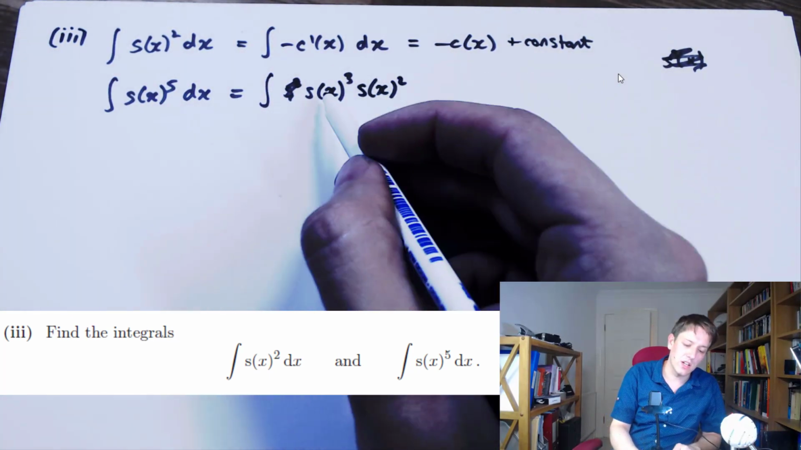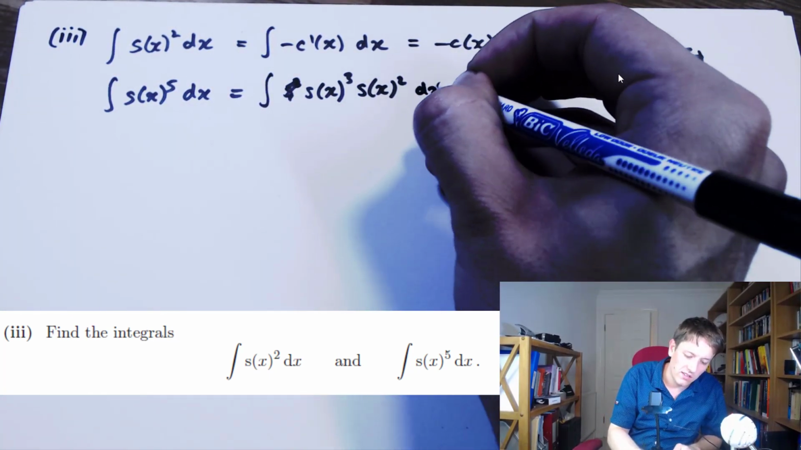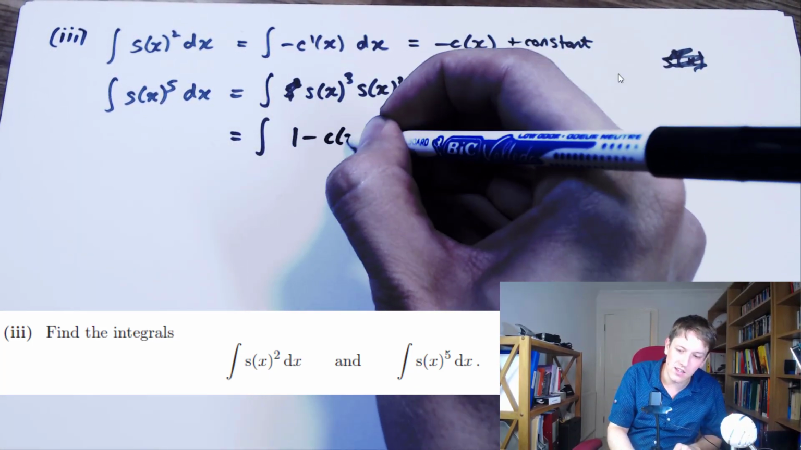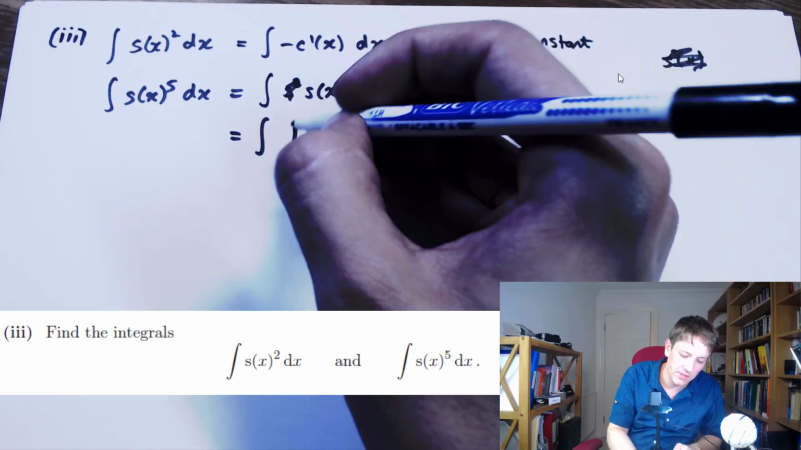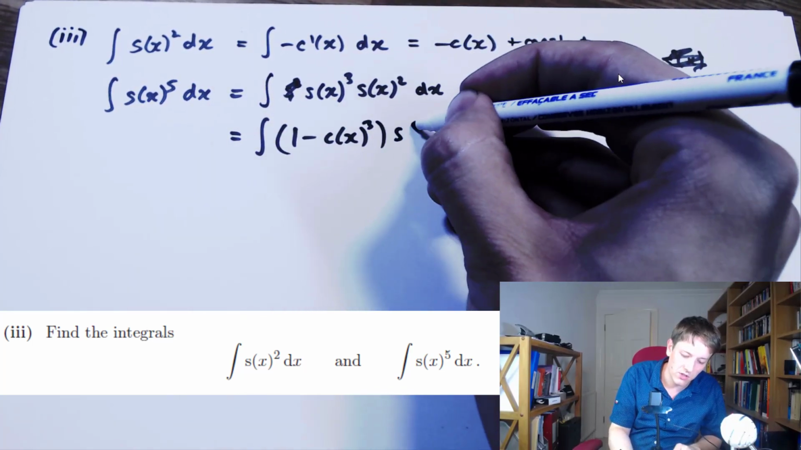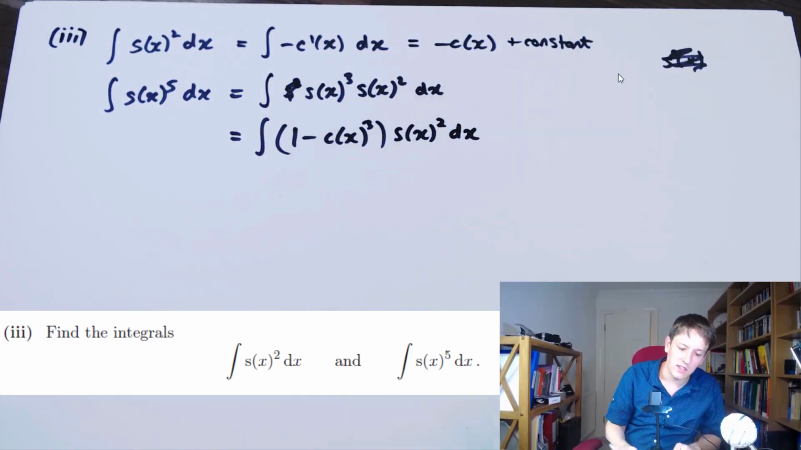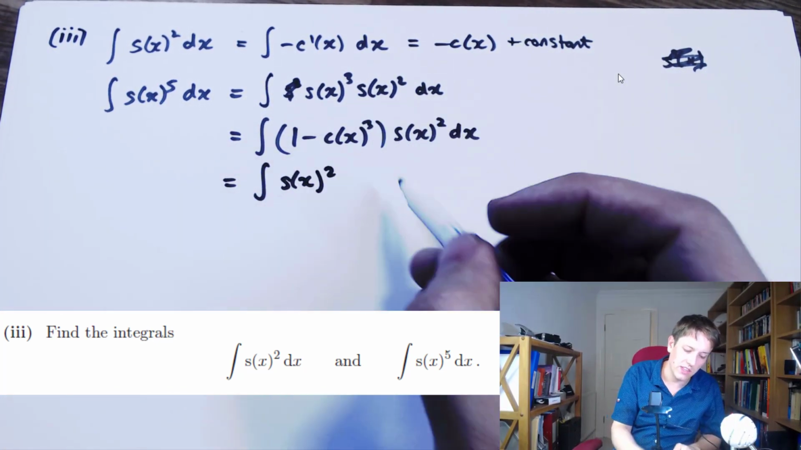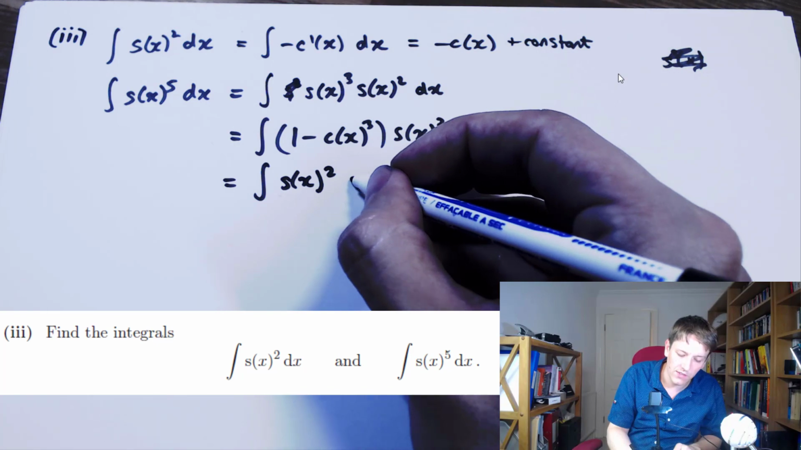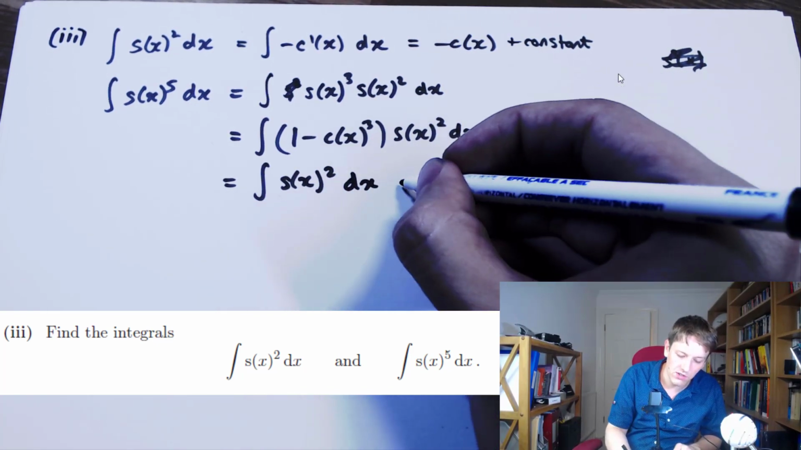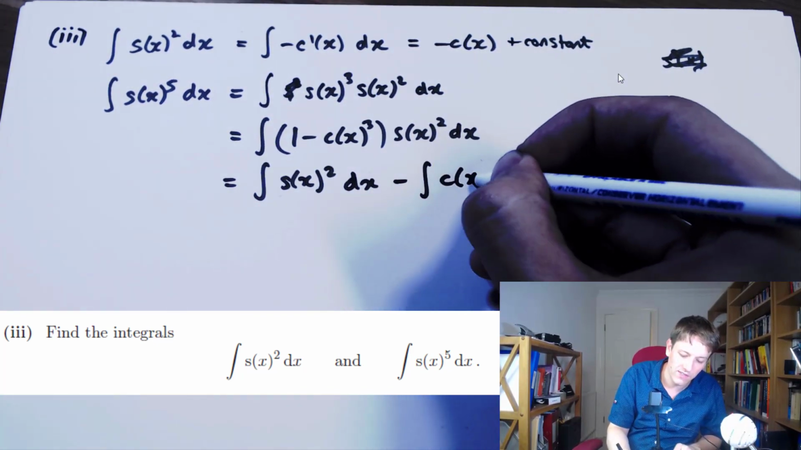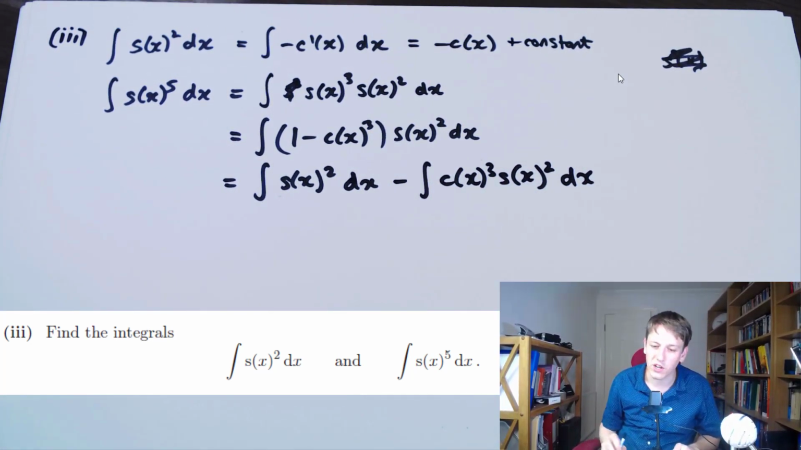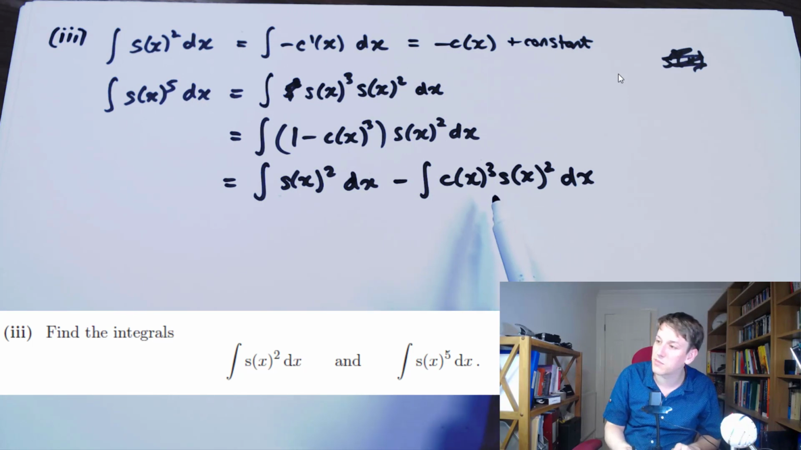I've ended up with the squared as well, but it's this cubed one that I'm interested in here, because that one I can write as 1 minus c of x cubed by our fundamental identity here, multiplied by s of x squared. So I've got one integral here, s of x squared, that we've just done, and then I've got this other integral, which is the integral of c of x cubed times s of x squared dx, which I hope I might be able to get at somehow.